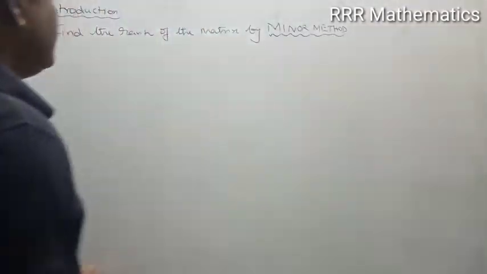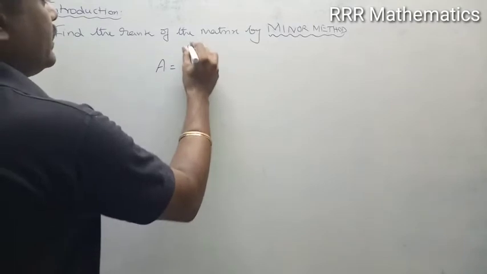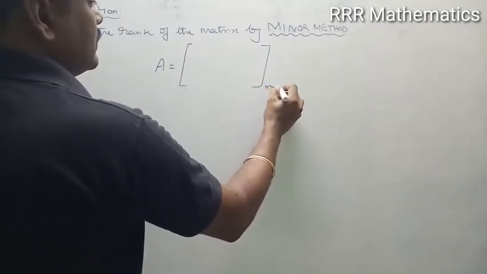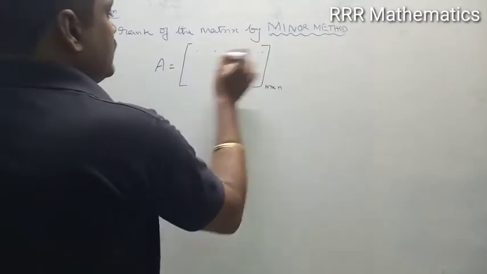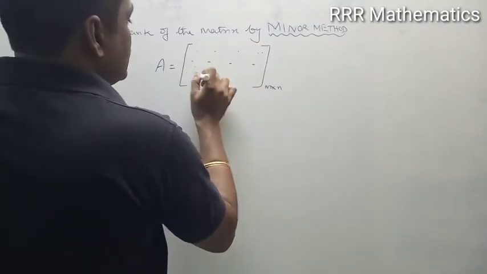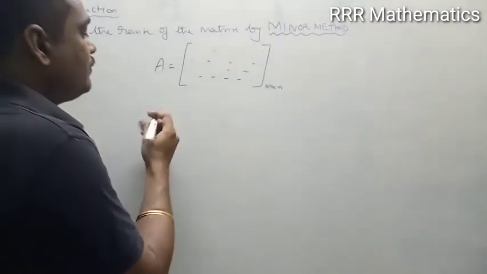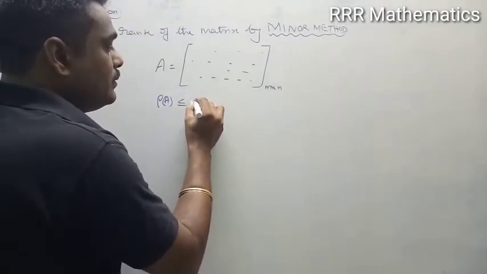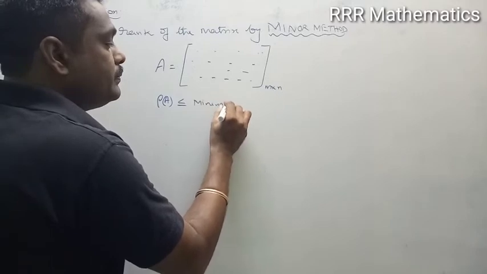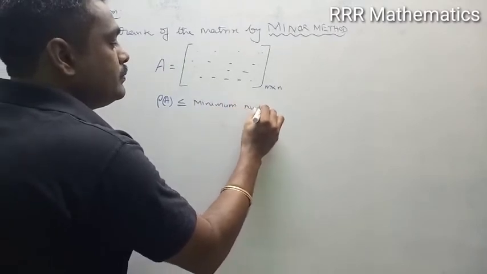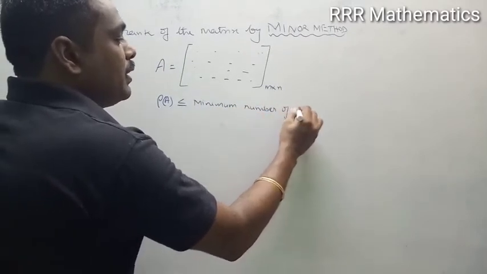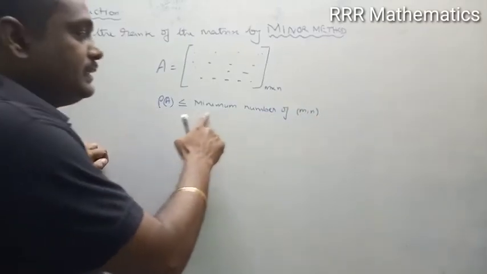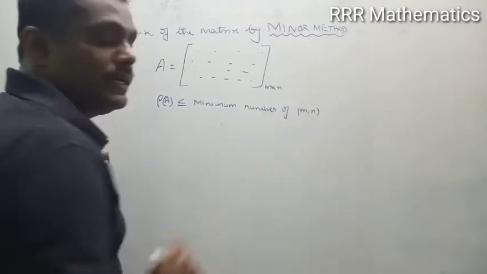For example, consider a matrix A whose order is m by n, with m rows and n columns. The rank of A is always less than or equal to the minimum of m comma n.